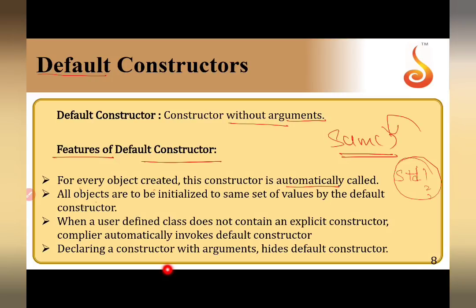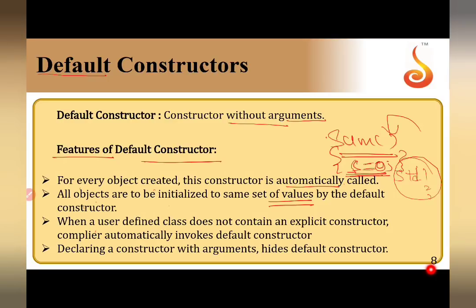Also, all objects are initialized to the same set of values. Like in the sum constructor, I had S equal to 0. So if I create around 10 objects of this, then for all the 10 objects, the S value will be 0 only. Getting it? I have around 10 objects of the class sum, and in the default constructor I have the initial value S equal to 0. So for all those 10 objects, the initial value of sum would be 0.